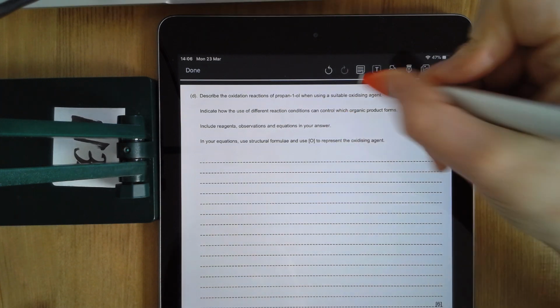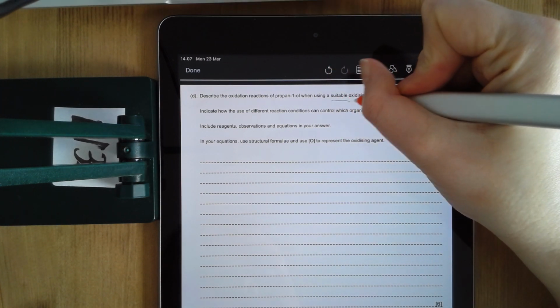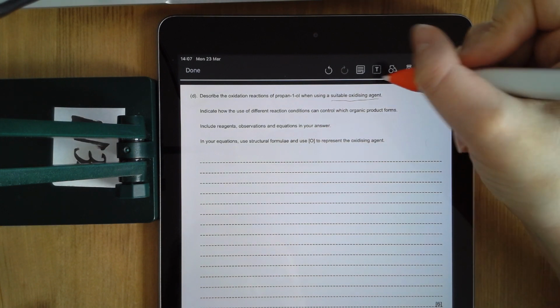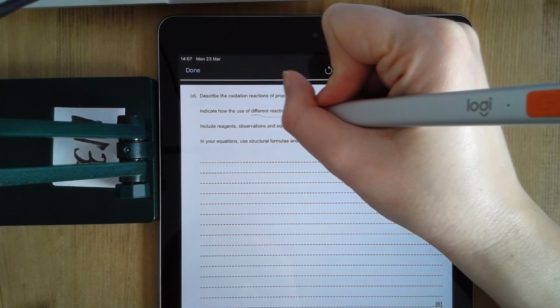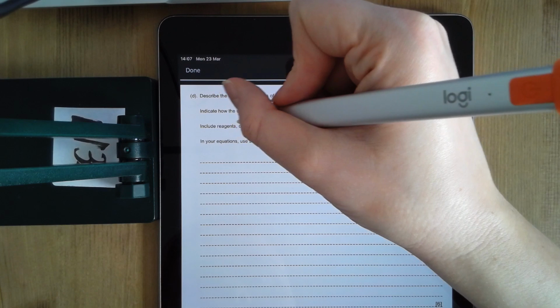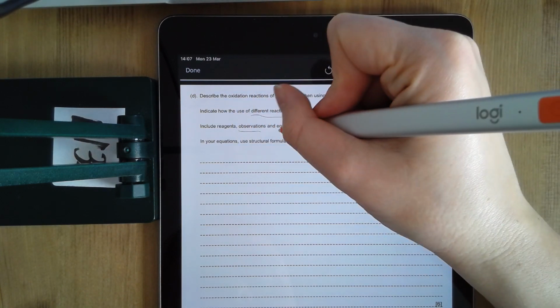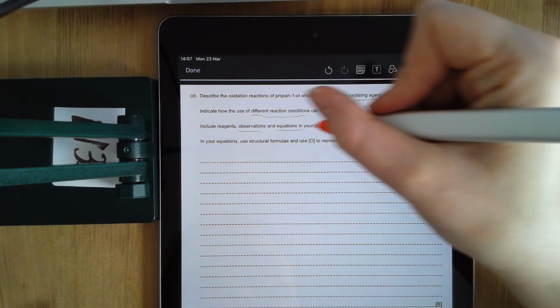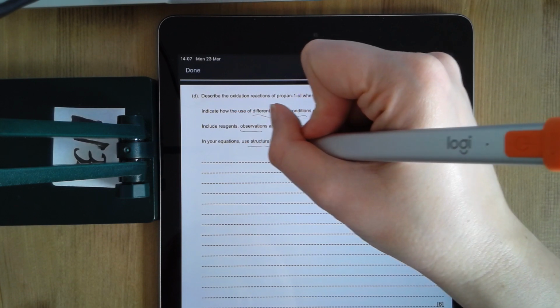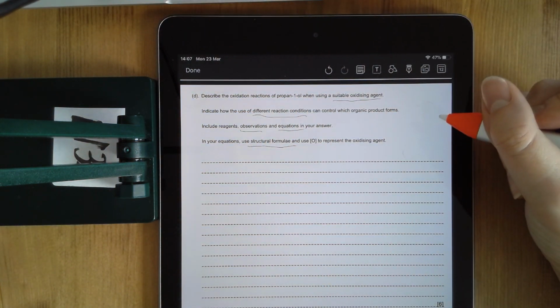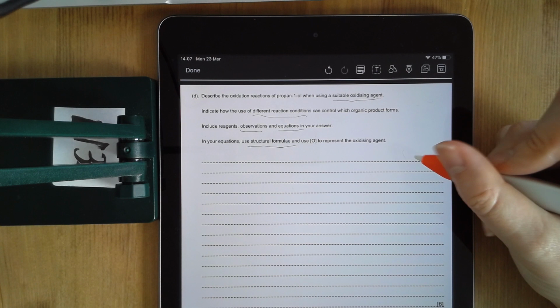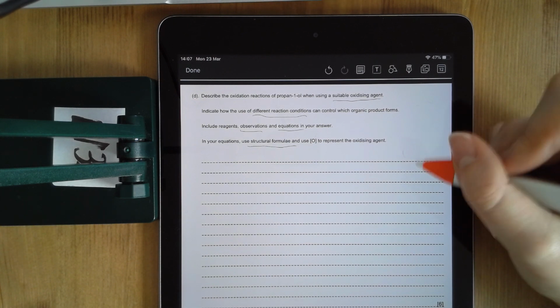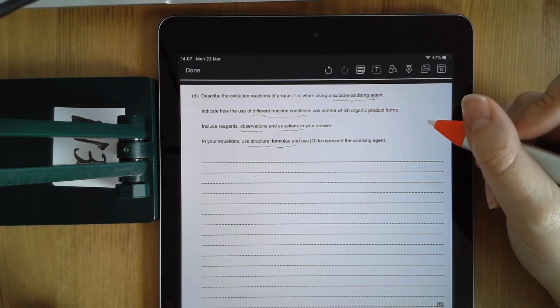They specifically ask you for a suitable agent, as expected. They specifically ask you for the different reaction conditions. They want to know observations. They want an equation. And when you're using your equation, they want you to use structural formula. So they've given you quite a descriptive brief of exactly what they want. You just need to make sure that you're fulfilling each one of the criteria.